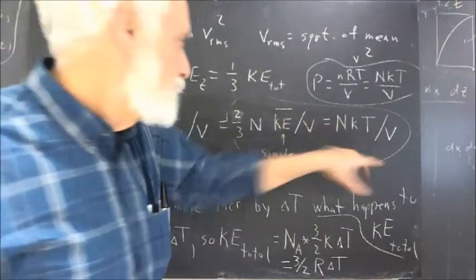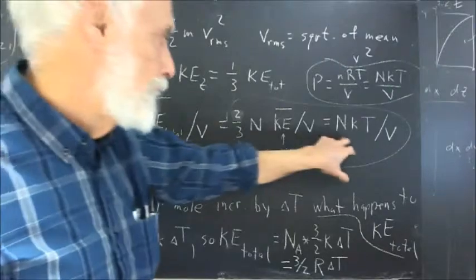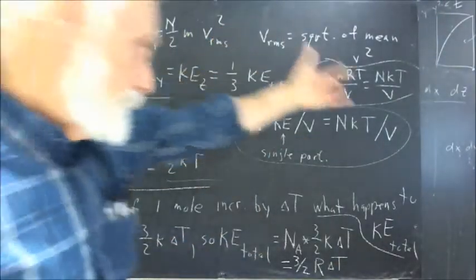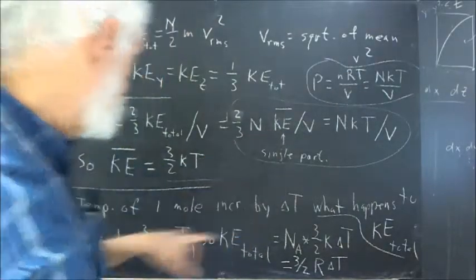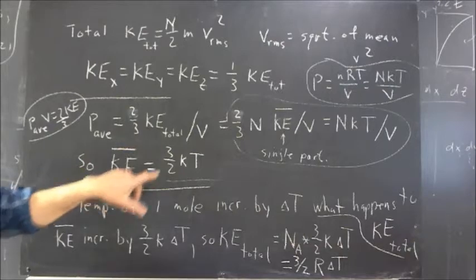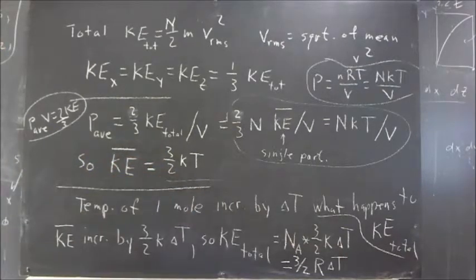And now we can easily solve this for that kinetic energy, dividing both sides by N, multiplying both sides by V, multiplying by 3/2 to get rid of the 2/3, we find that the average kinetic energy of a particle is 3/2 kT. It's a very important result, and kind of an astounding result.